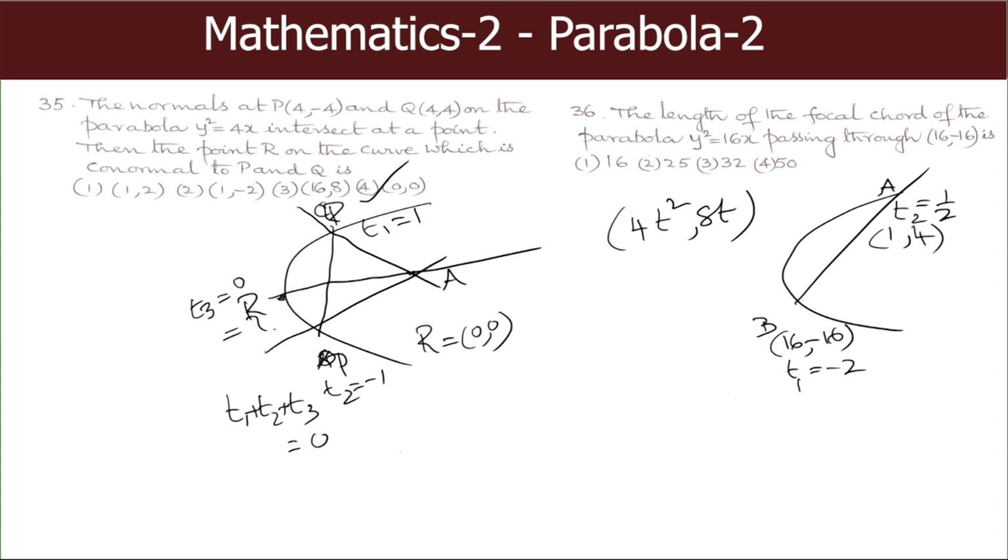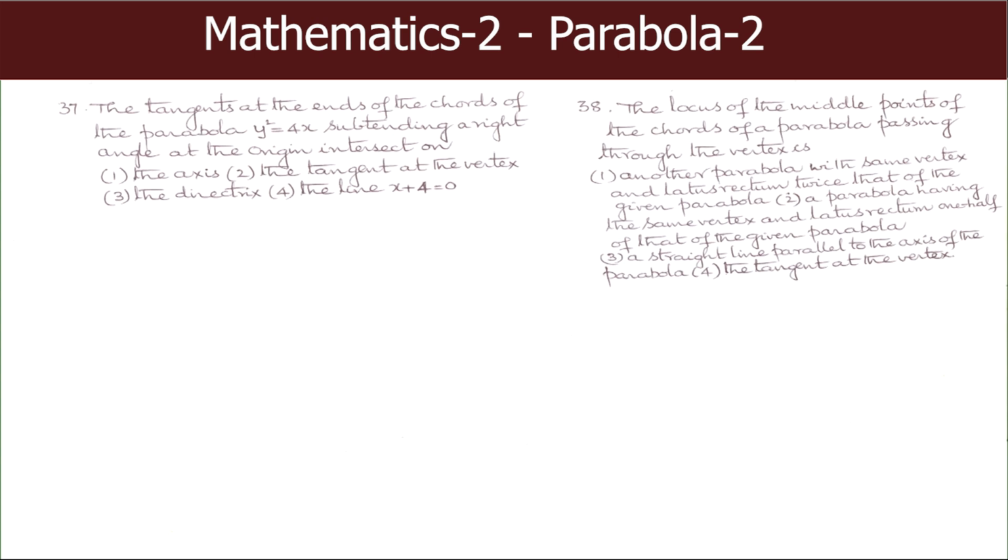Okay. And therefore, what is AB? Length of the focal chord AB. AB square equal to (16 minus 1) whole square, 225, plus (4 plus 16), 20 whole square, 400, which is equal to 625. So, AB, the length of the focal chord, is 25, which is the second option. Is it okay?